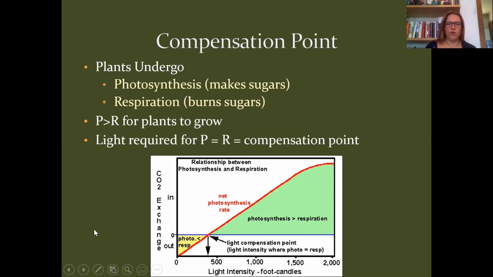This graph below shows the compensation point here in the middle. And for this particular leaf, it's at a certain light intensity that looks to be about 400 foot candles of light intensity. And if there's less light than that, then the respiration rate that's going on in the plant is greater than the photosynthetic rate. And so the plant's burning its reserves. And then if there's more light than that, then the plant can photosynthesize in excess of its respiration and build up energy and grow. So this is what's meant by the compensation point.